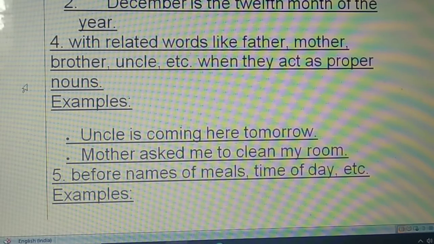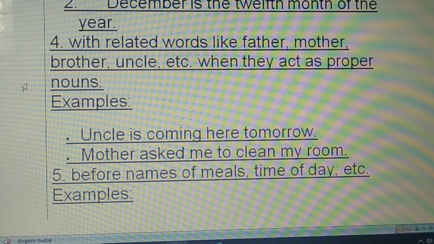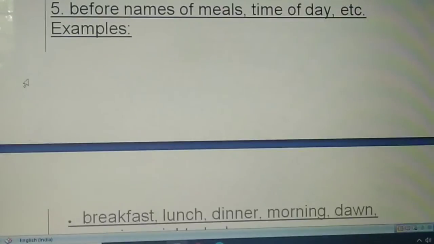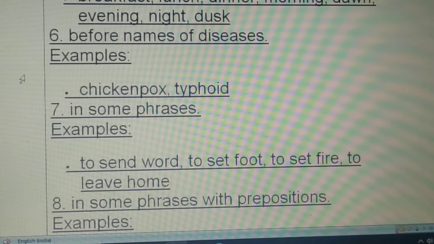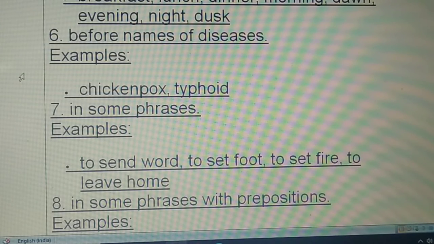Before names of meals, time of day. I have breakfast. Tomorrow is Monday. Before names of diseases, chickenpox, typhoid. To send word, to set foot, to set fire, to leave home.